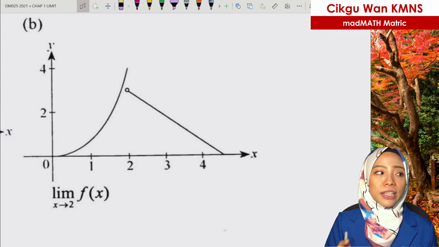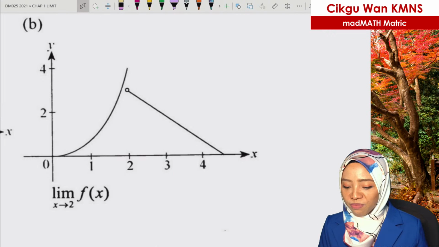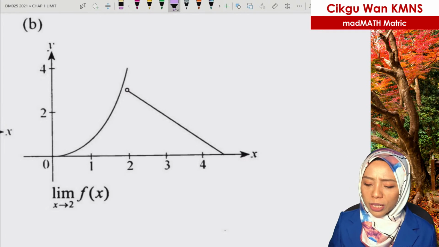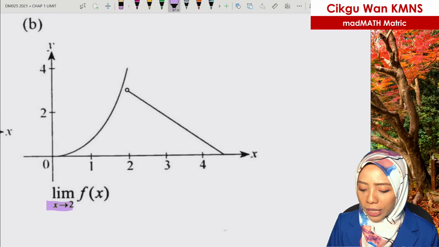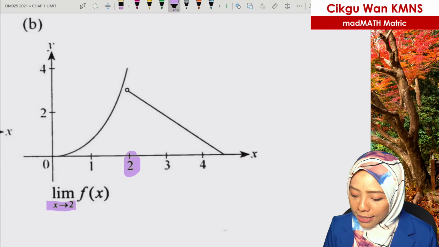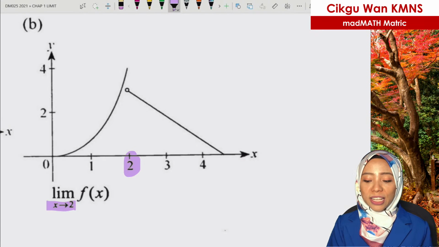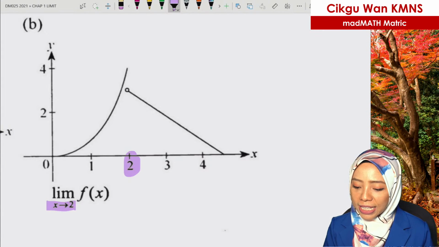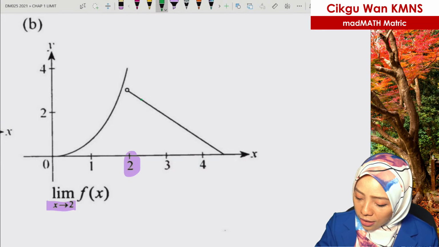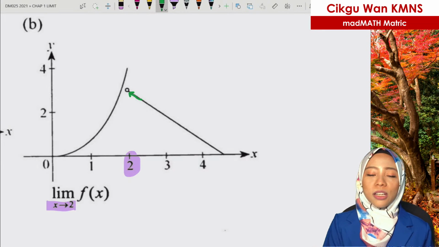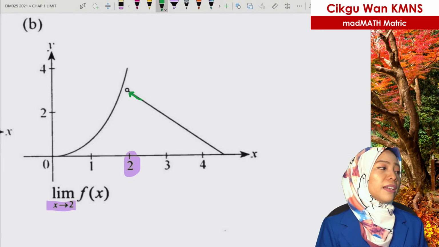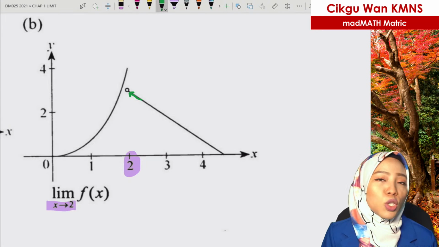Okay, let's look at question B. Okay, so now the question interested in, kita jangan tengok banyak-banyak nombor. We want to look at the limit x approaching 2. Okay, kita tanda x approaching 2. Jangan tengok benda lain, tengok at x 2 ni. Okay, so now, yang I tanda warna green ni, I nak kena tulis apa? Limit x approaching 2 from apa? Cuba, limit x approaching 2 from apa?